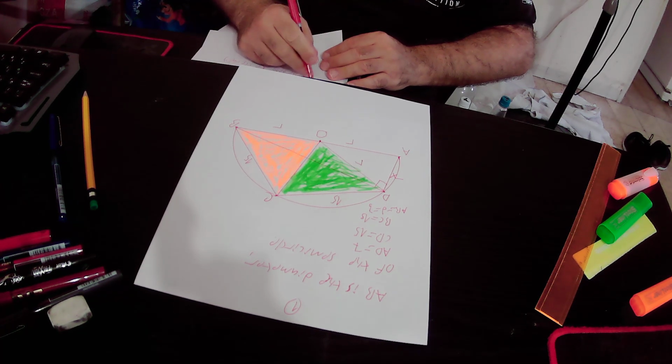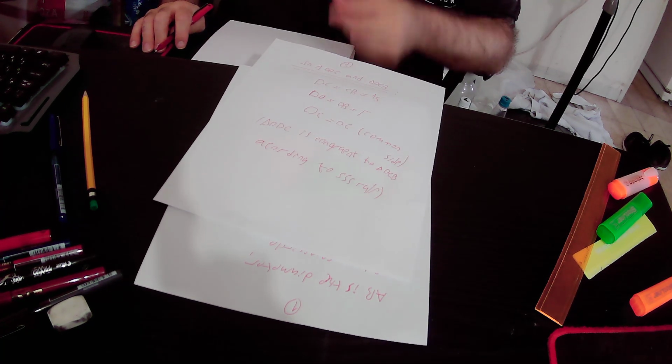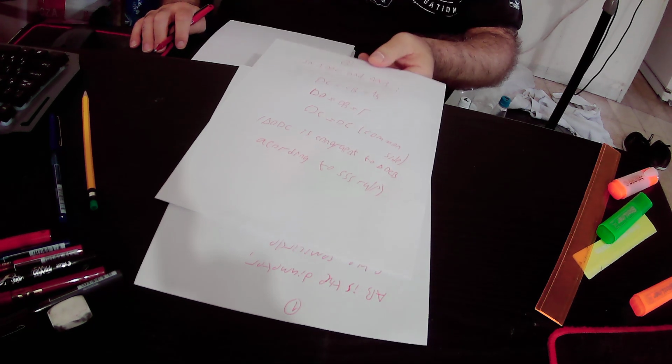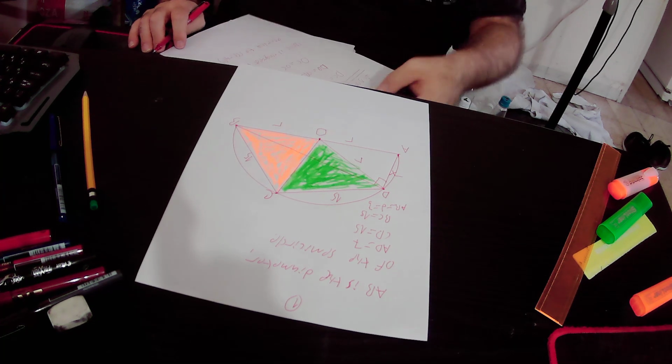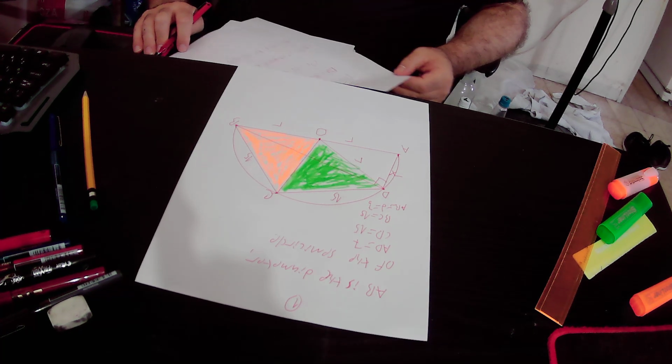So, I'll read again the things that I wrote. Therefore, triangle ODC is congruent to triangle OCB according to side, side, side rule. So side, side, side rule states that if you prove that all the sides of one triangle are equal to all the sides of another triangle, then those two triangles will be congruent to each other. Okay?